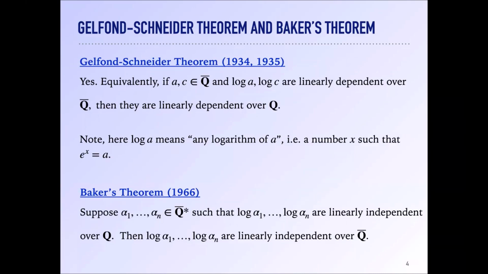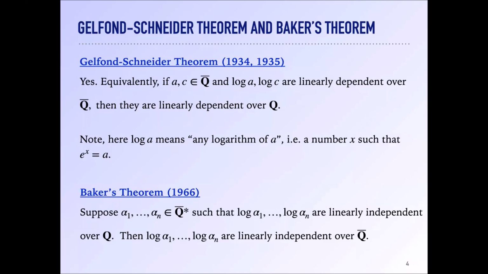As I stated in the previous slide, another way of stating Hilbert's problem is that if you take two algebraic numbers and you take their logarithms, and they're linearly dependent over Q bar, then they're actually linearly dependent over Q. I should be a little bit clear because log is a multi-valued function. Log means any log, so log a stands for any number x such that the exponential of x is equal to a.